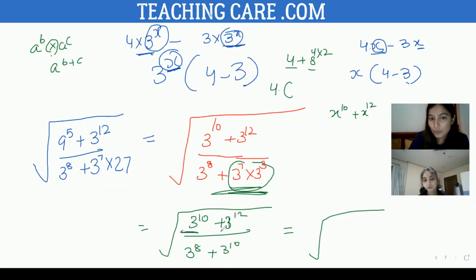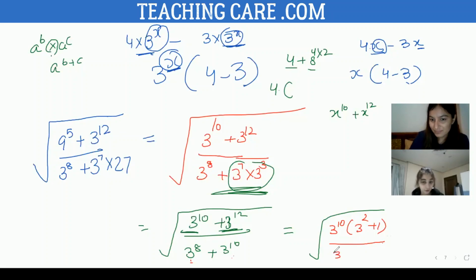Similarly, out of these two, which one is smaller? The 3 to the power of 10. Okay, what will be left in the bracket? Starting with the first number. 3 to the power of 2 plus 1. Very good. Absolutely right. And coming to the denominator, what can we take common here?